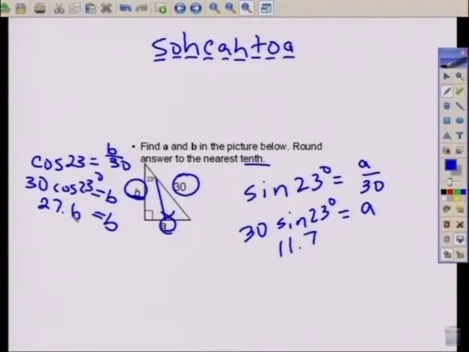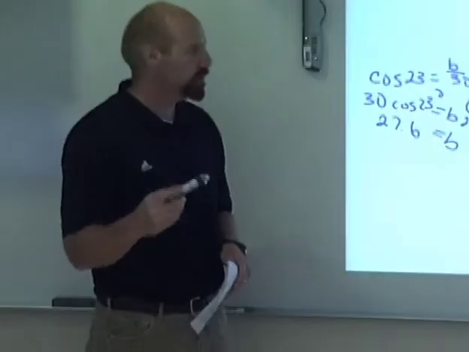It's always good to check for reasonableness. One of the nice things about trig is we've got a picture that we can relate to it, and we can pull back in information from our days in geometry. If this side here is 11.7 and this one is 27.6, you have to ask yourself if those are reasonable answers for the situation.